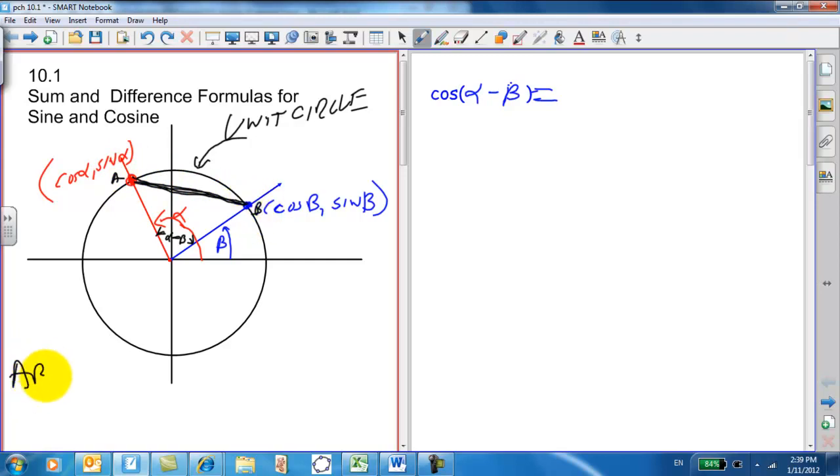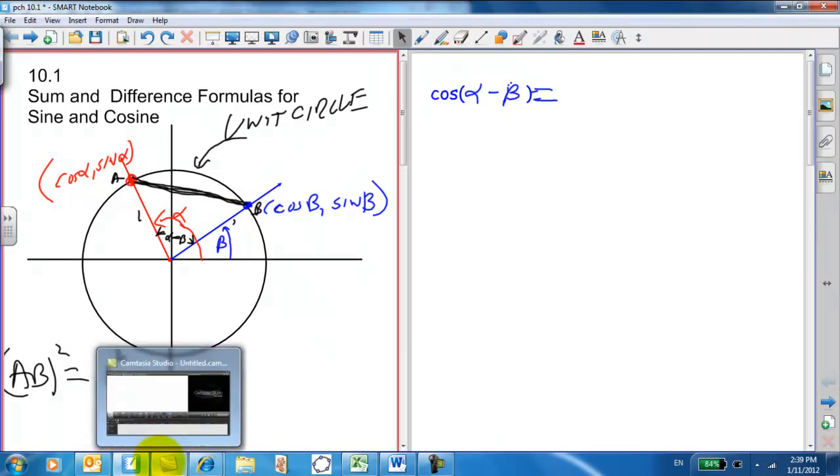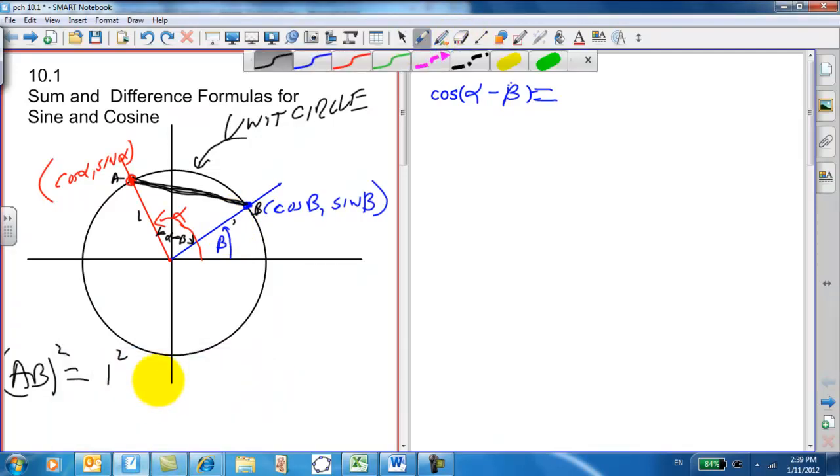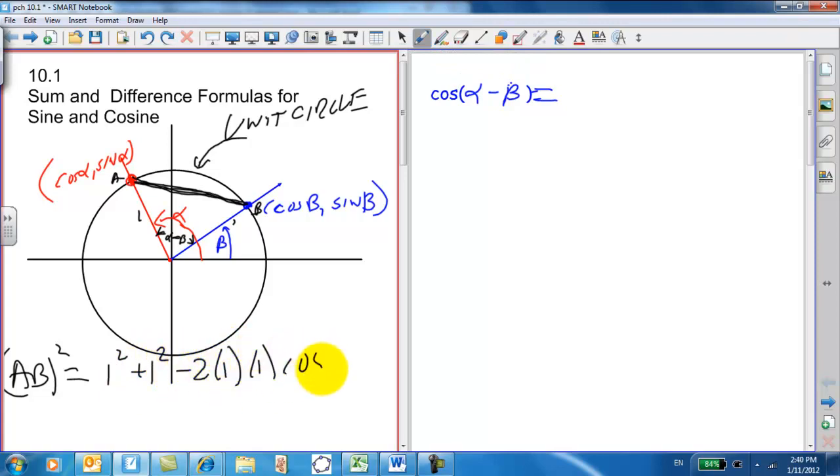You can get distance AB by saying that distance squared equals 1 squared, because this is a unit circle, each of these is 1, plus 1 squared minus 2 times 1 times the cosine of alpha minus beta. That's the law of cosines. So AB squared equals 1 plus 1 minus 2 cosine alpha minus beta, which is 2 minus 2 cosine alpha minus beta.